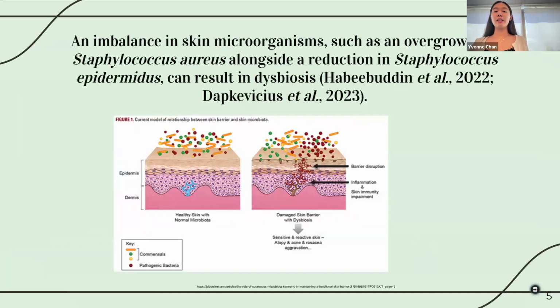An imbalance in skin microorganisms, such as the overgrowth of Staphylococcus aureus, alongside a reduction in Staphylococcus epidermidis, can result in dysbiosis. This is where the skin microbiome is not working in harmony, and the microorganisms are not properly performing their functions, and this is a loss of homeostasis. And this could cause a lot of skin disorders, inflammation, itching, scaling, which are all results of dysbiosis.